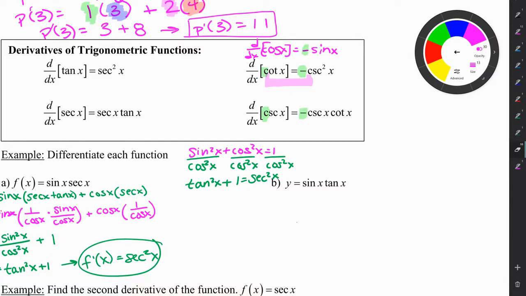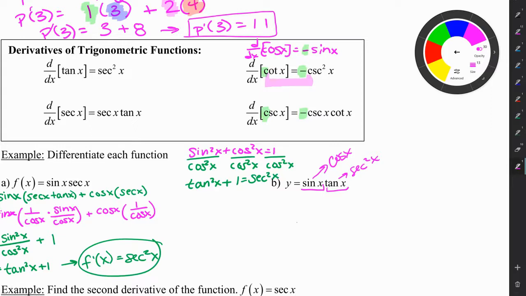We had left off when we were getting ready to differentiate y equals sine of x times tangent of x. Because we're multiplying the sine and tangent together, that means that we're going to have to use the product rule. Before I get going on the product rule, I'm just going to jot down the derivatives that I'm going to need for that, so when I go to put it all together, they're ready to go. The derivative of sine is cosine, and the derivative of tangent is secant squared x.